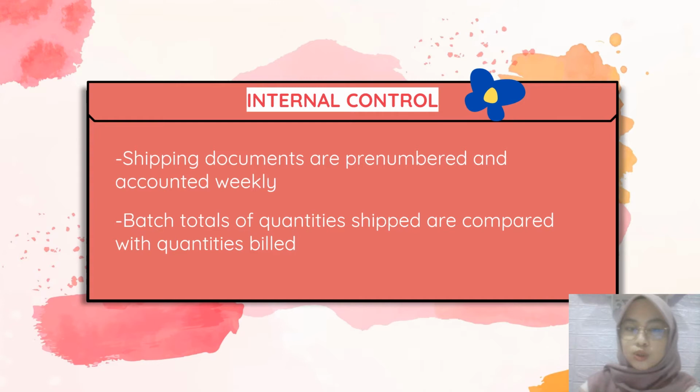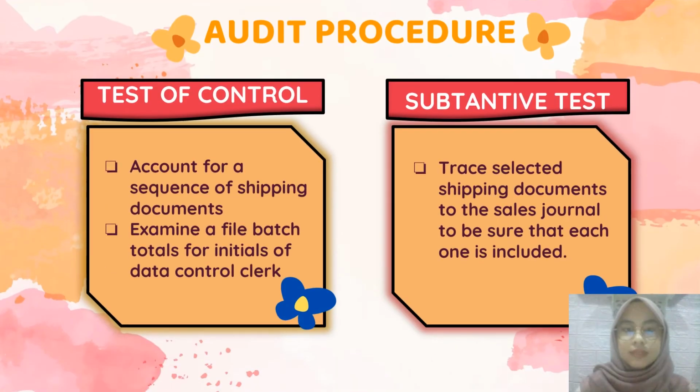Okay, for the internal control, what does the company do to make sure that the sales are recorded? First, shipping documents are pre-numbered and accounted for weekly. Second, batch totals of quantities shipped are compared with quantities billed. Next is audit procedure. Audit procedure is divided into two, which are test of control and substantive test. For the test of control, the company will account for a sequence of shipping documents and examine a file of batch totals for initials of the data control clerk. For the substantive test, the company will trace the shipping documents to the sales journal to be sure that each one is included.